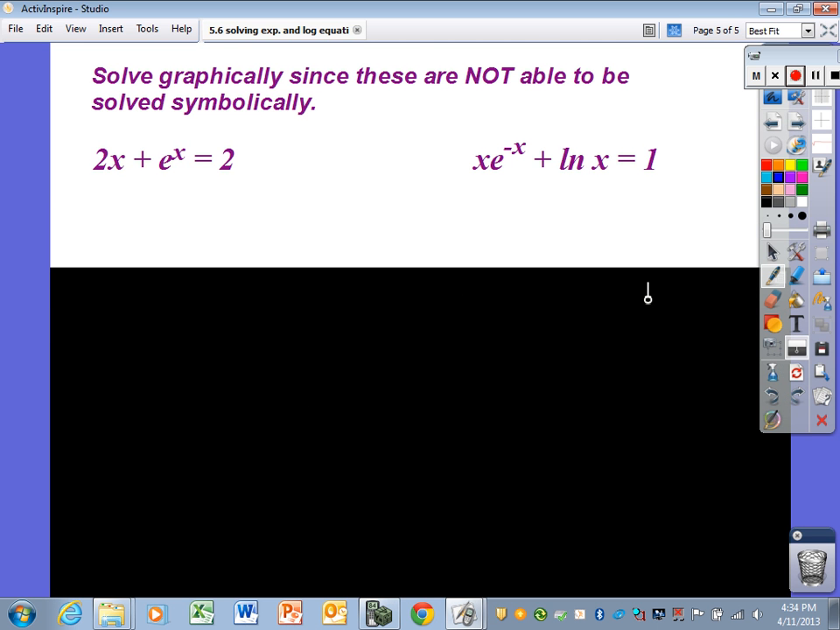Sometimes we have to solve problems graphically. And the reason we do is because if we try to solve them, we can't get an answer. We just keep going back and forth between exponent and log and no answer possible. So when we have to solve graphically, we put this in y1 and we put this in y2. So pull up your graphing calculators.